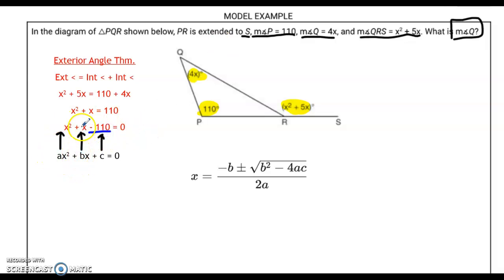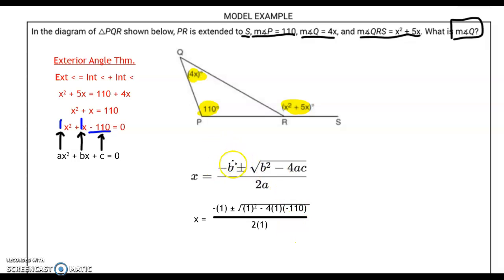However, the a and the b value, since there's no number here, we have to do a little thinking. What coefficient does x squared have in front of it? And what coefficient does x have in front of it? In both cases, the answer is just 1. So the value of a is 1, the value of b is 1, and the value of c is negative 110. All right, let's start substituting that into the quadratic formula.